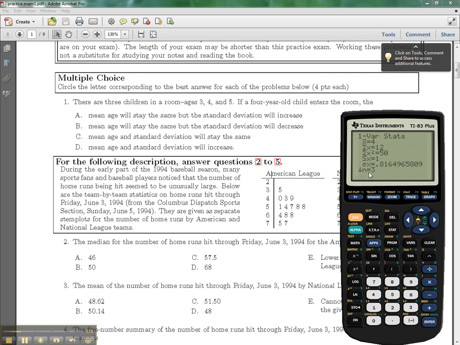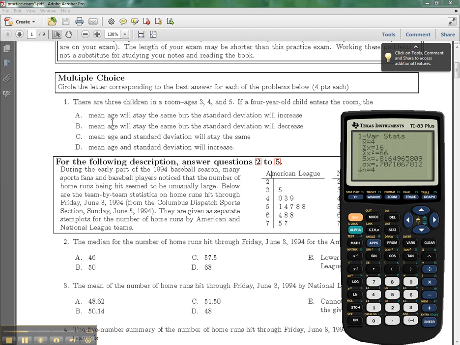That's without the 4-year-old. Now let's include the 4-year-old and see what the changes are. Let's go back to our list 3 table and put a 4-year-old in. Let's go to stat, first var stat, press enter there, and again put list 3 because all our information is in list 3. Take a look at our information. Now our mean is the same and our standard deviation is lower.